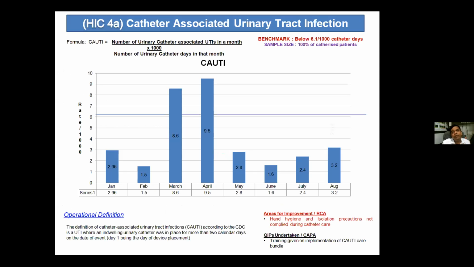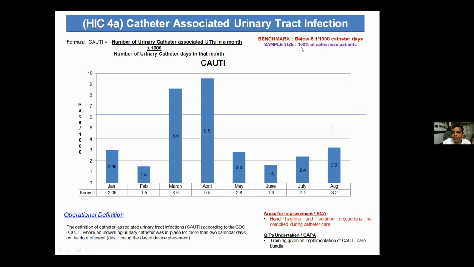Now, when we monitor these indicators, we also see the trend. Say, for example, catheter associated urinary tract infection. We see the trend. What was the trend in the last 6 months? How does it compare to the benchmark? There should be a benchmark. The setting should set up a benchmark. Say for CAUTI, the benchmark should be about 6.1, which is as per the critical care society guidelines: 6.1 per 1,000 catheter days.